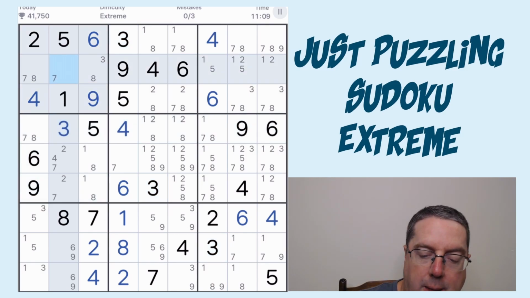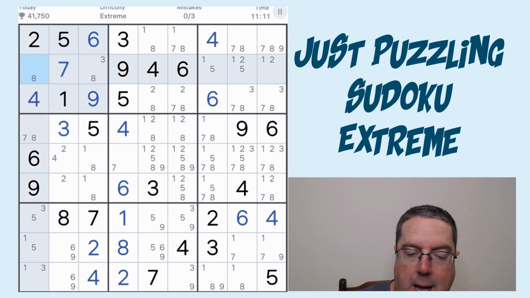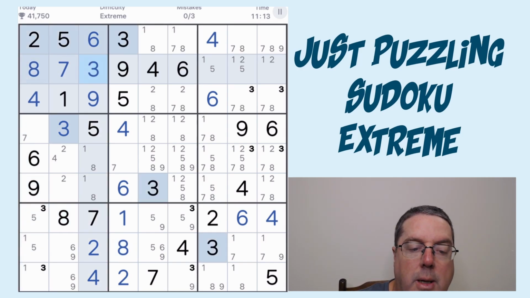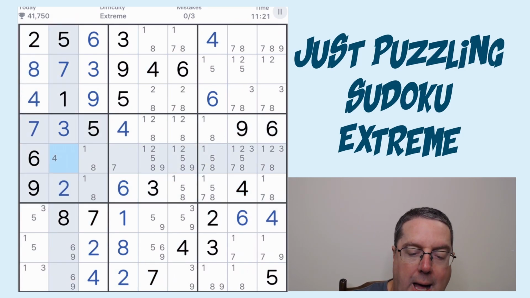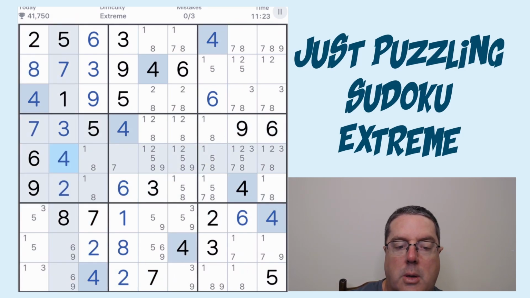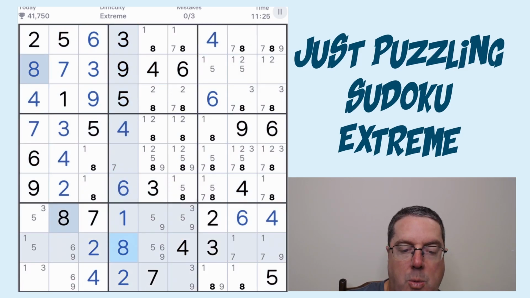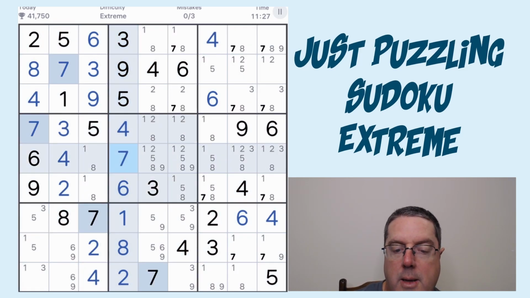If I do up there, that becomes a 7, that becomes an 8, that becomes a 3, that there becomes a 7 because it was only 7 and 8, 6, 9, 2 and 4, but that's 4's there, so 2 and 4. 7 is the only one that could be in that column there.